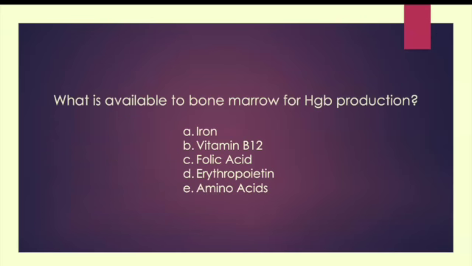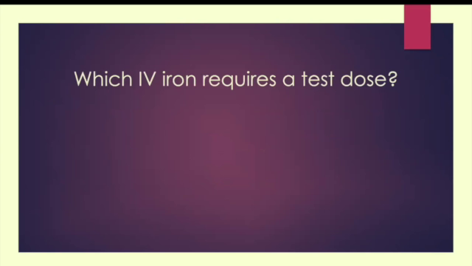So what is available to bone marrow for hemoglobin production? So I think, let's see, all of them. Yep, that's what I thought. So I think all of these are really important for bone marrow to produce hemoglobin. So definitely needed. Which IV iron requires a test dose? Ooh, that's the one that starts with D, right? Iron dextran.